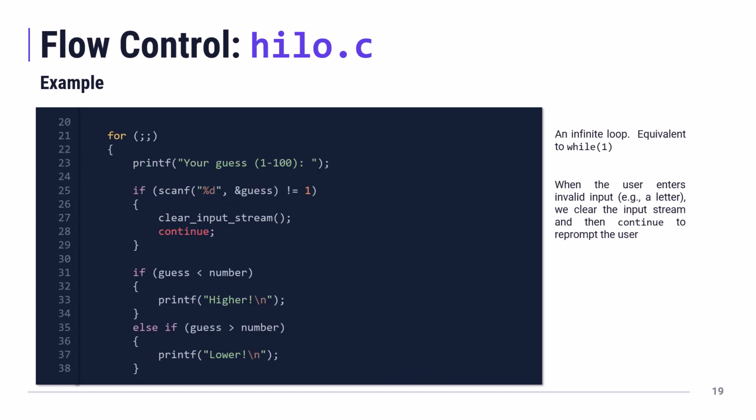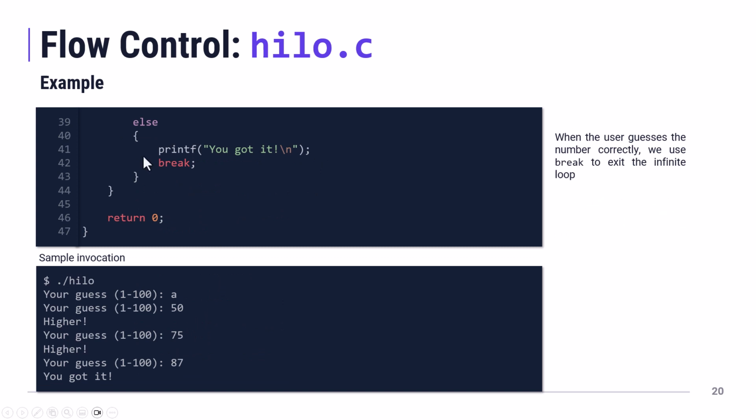Okay, so the rest of it is pretty straightforward. We just have an if, else if kind of thing where we say, all right, if the user's guess is less than the number that the computer generated, we print higher. If it's greater, we print lower. And if it's equal, then we'll use a break to break out of our infinite loop. Okay, and so just a sample invocation here, because we have that clear input stream function, if I enter invalid input like A, it's not going to go into that infinite loop. It just clears it and it re-prompts me. I type 50, it says higher, I type 75, higher, and then finally I get it, and it breaks out of the loop and the program exits.